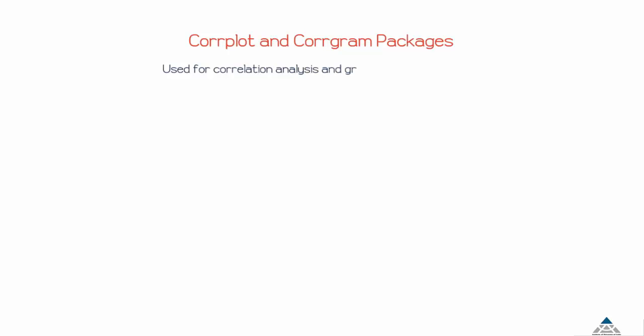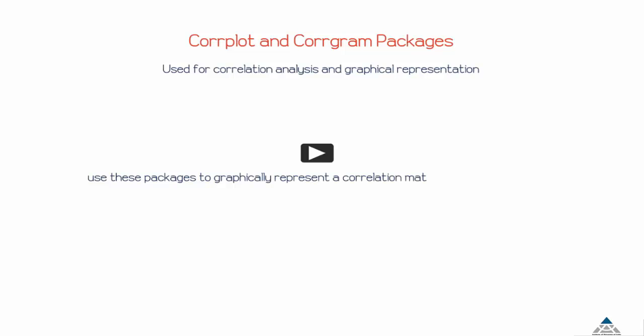In this video, we will look at the Corrplot and Corrgram packages. These packages are used extensively for correlation analysis and graphical representation for the same. We have talked about the concept of correlation in an earlier video. Here, we will see how in R we can use these packages to graphically represent a correlation matrix for analysis purpose.